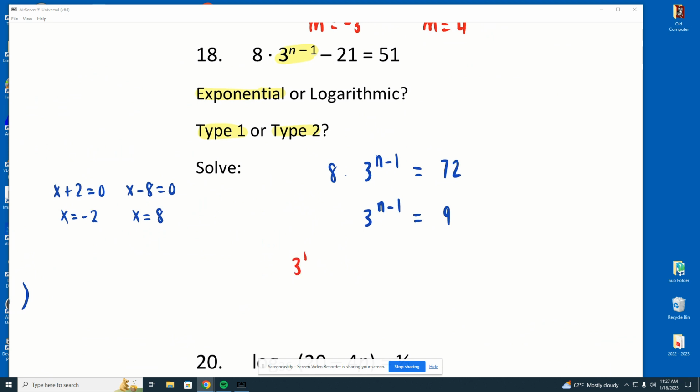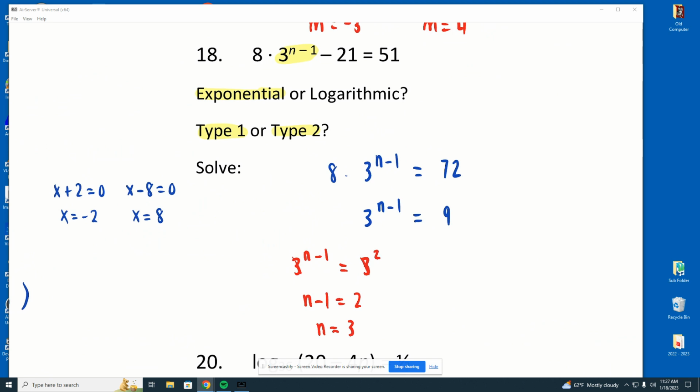I can either leave 3 to the n minus 1 and change 9 to 3 squared. So those bases will cancel and n minus 1 will equal 2. I can add 1, so n will equal a positive 3.